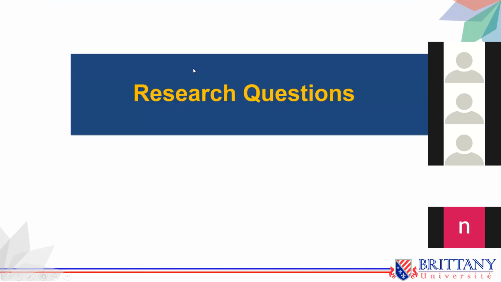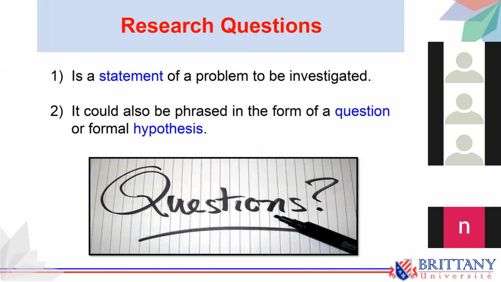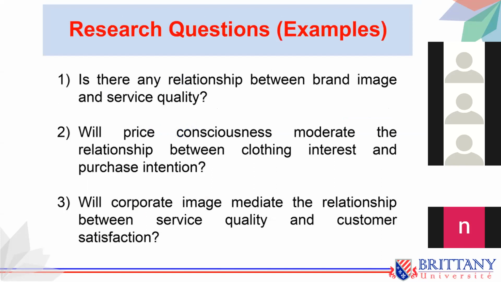Now let's look into the research questions. Your research question is a statement of a problem to be investigated. It could also be phrased in the form of a question or a formal hypothesis. So the specific examples are: is there any relationship between brand image and service quality? Will price consciousness moderate the relationship between clothing interest and purchase intention? Will corporate image mediate the relationship between service quality and customer satisfaction? So you can see that there is a relationship between your research objectives and research questions. This is how they are linked together.